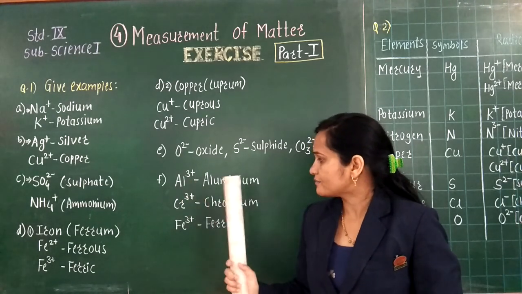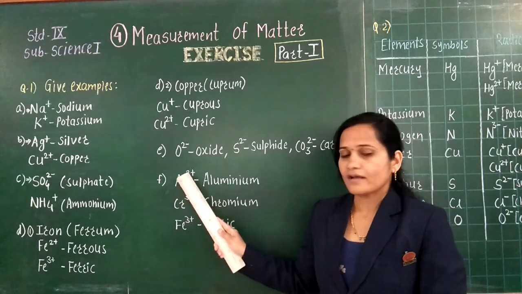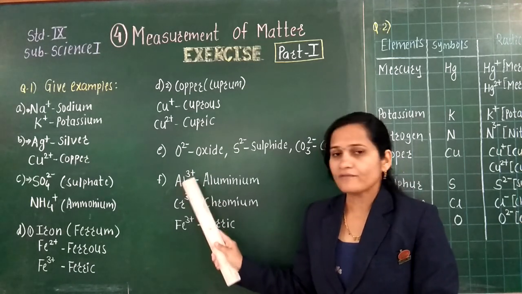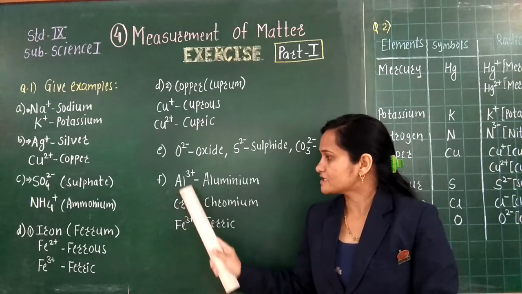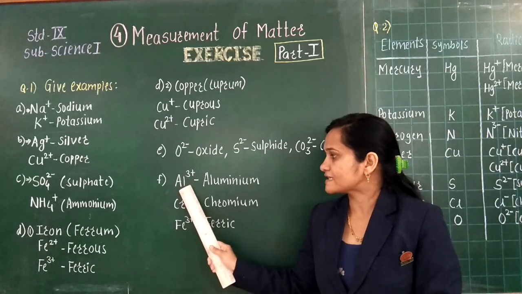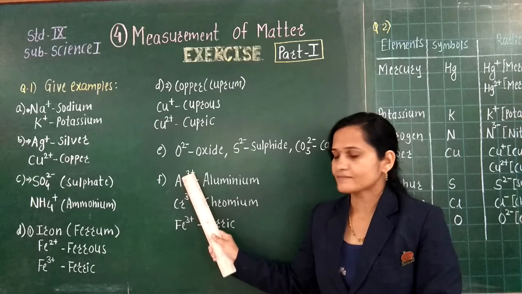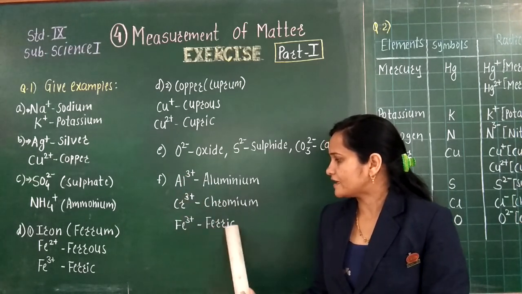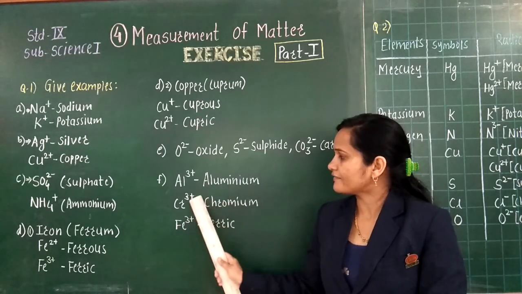Now trivalent basic radicals are the elements or the radicals which have valency 3. If you observe the examples here, each radical has the valency 3. The first example is aluminium, Al3 plus, chromium Cr3 plus, and the ferric Fe3 plus. Each radical having the valency 3.